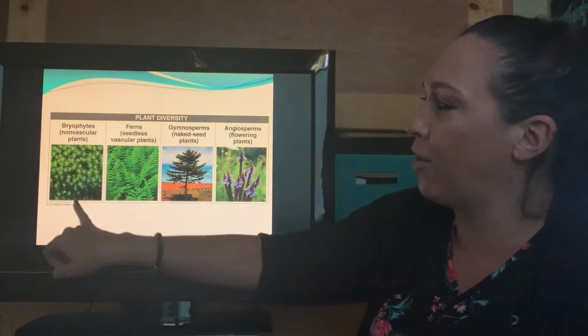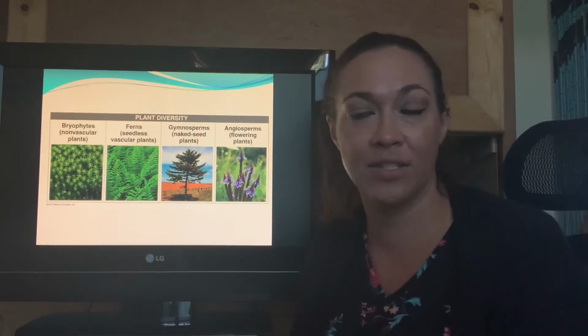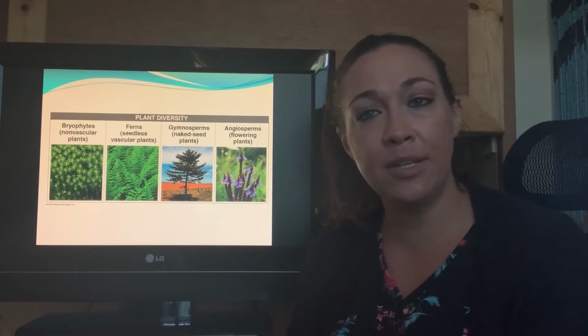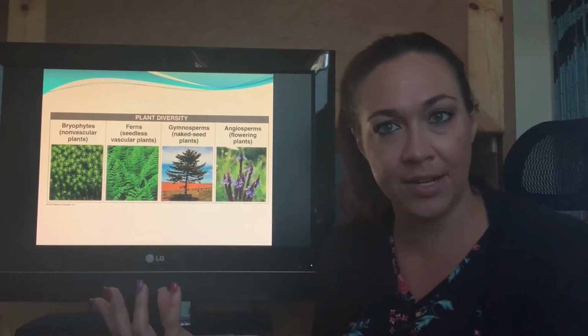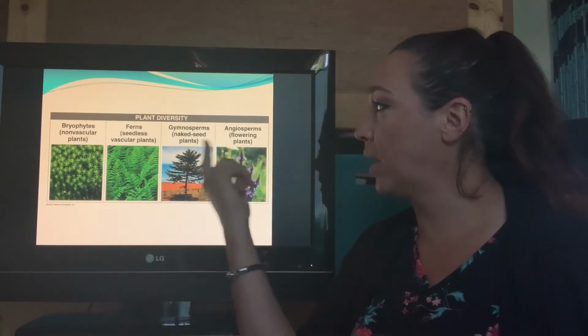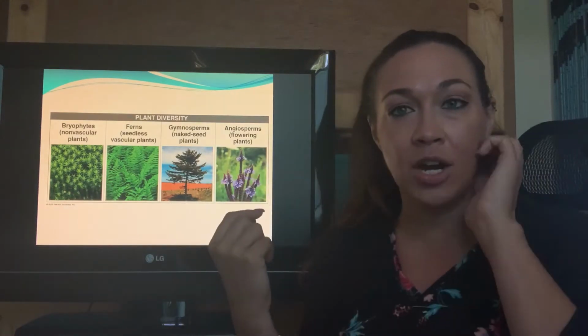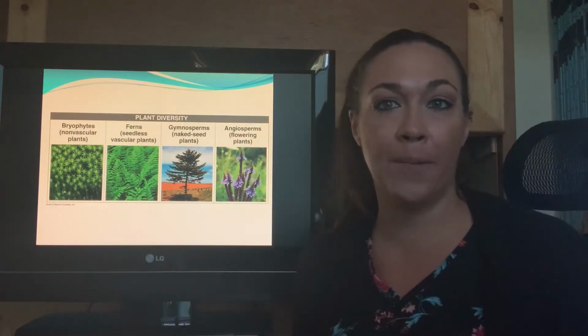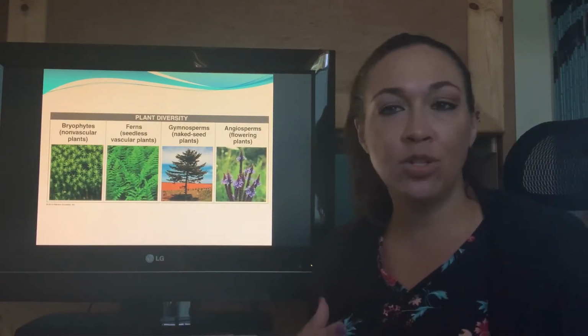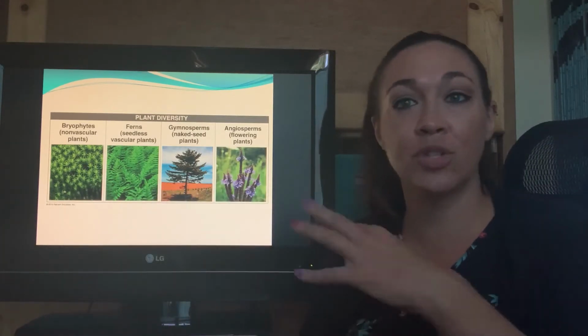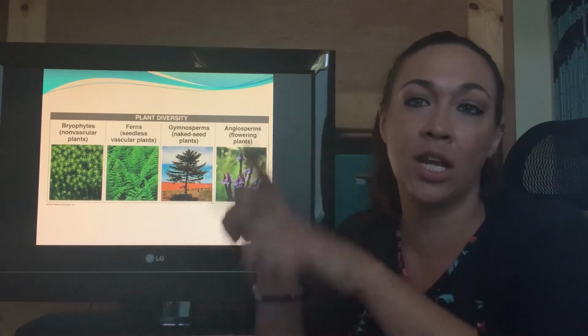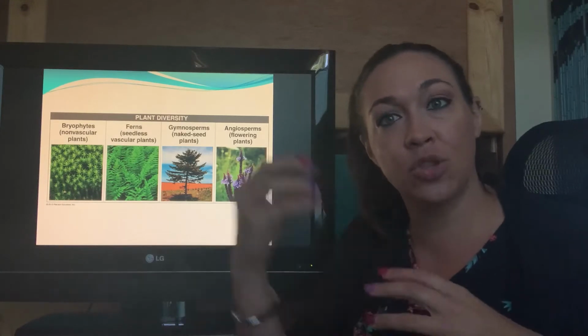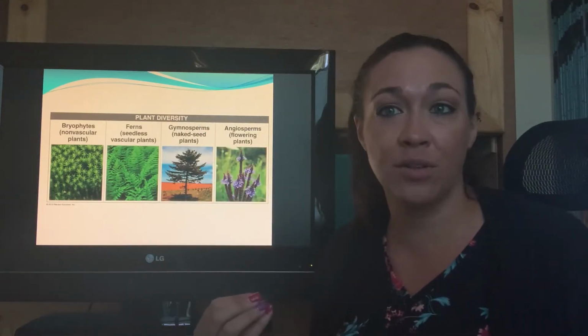So these are our bryophytes up here. These are our non-vascular plants. Vascular system kind of means like a transportation system. So if you have a vascular plant, like some of these guys over here, these vascular plants have xylem and phloem. And essentially, it's just a transportation system. So they're sending water, they're sending nutrients, they're sending CO2, they're sending things through the plant via this vascular system.